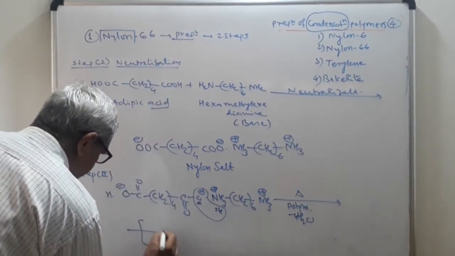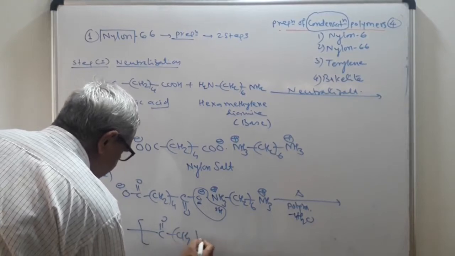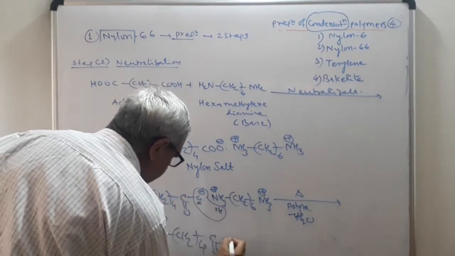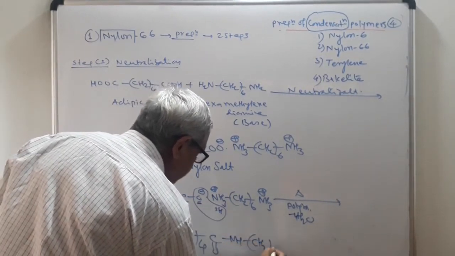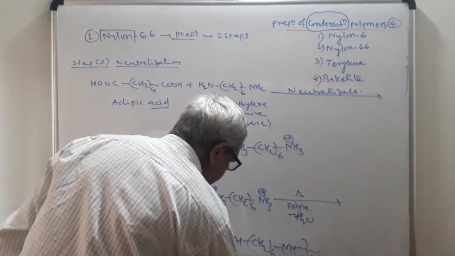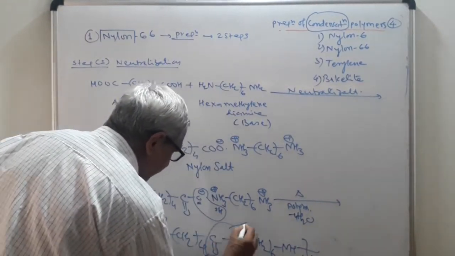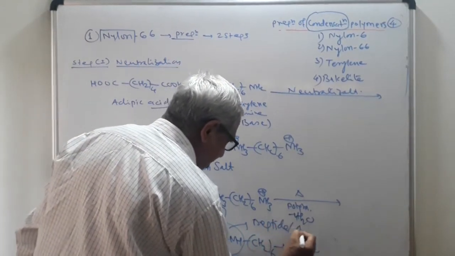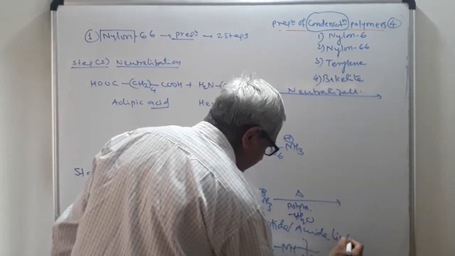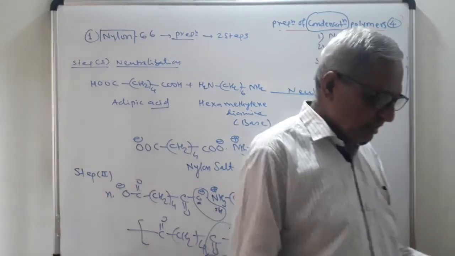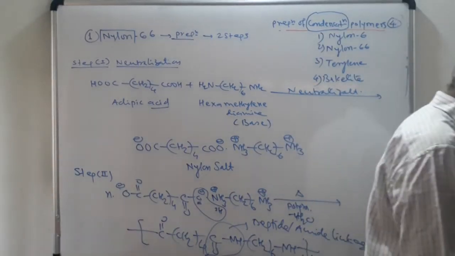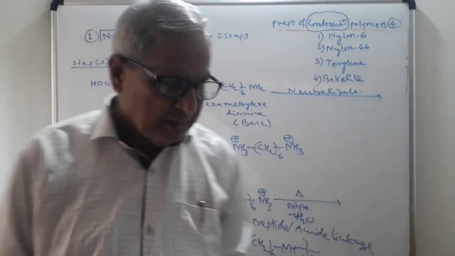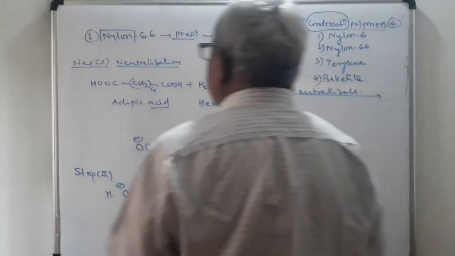On this side, you will get C double bond O, CH2 4 times, C double bond O. Then carbon will combine with the NH, and then CH2 6 times, NH. This is N times, and the question is here on this point. This linkage is known as peptide or amide linkage. So remember that nylon 6,6 contains amide linkage.